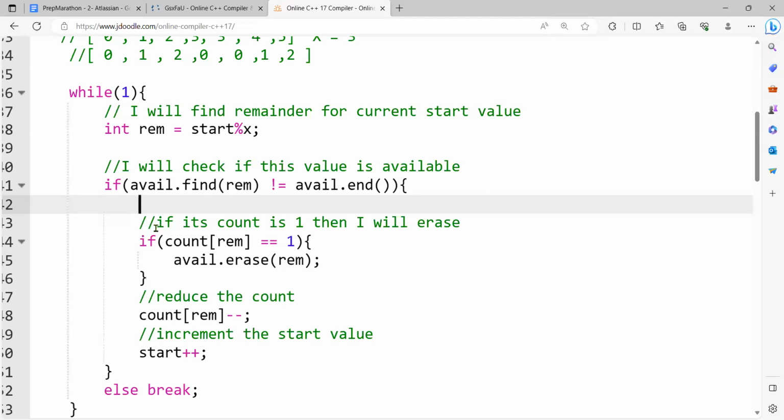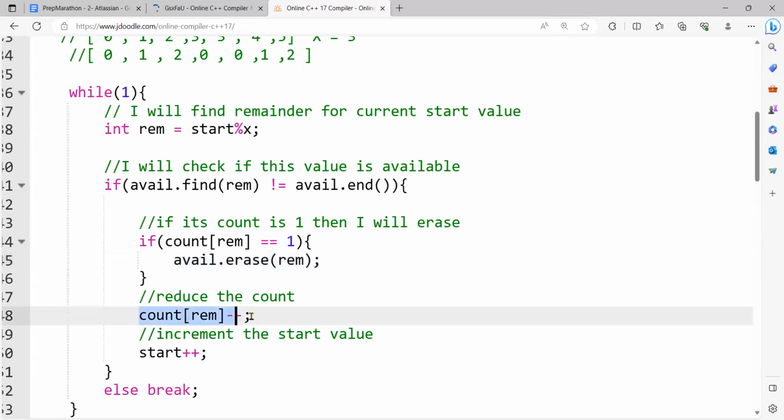Now what I do is, if the count of that element is 1, it means I can form the start value and after that there will be no value left. So this is for erasing that value. Whenever I have one element left and I am going to generate this start value, after generating, there will be no element. So I need to remove it from my set. So this is the condition for that.